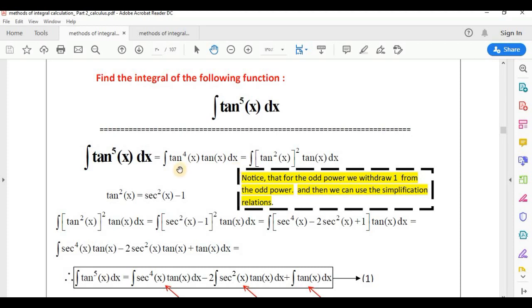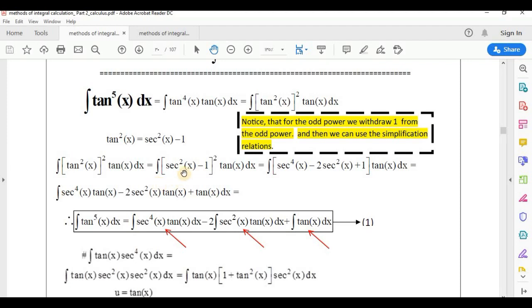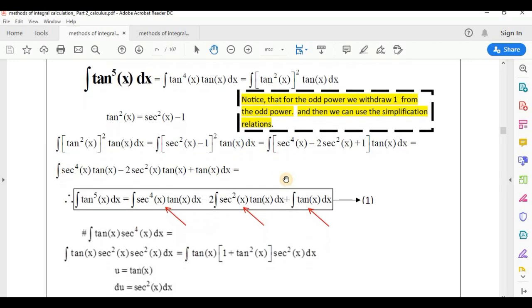This part, we need to put it to the power 2, so it will become tan square all to the power 2 multiplied by tan x dx. Now we already have a quadratic exponent, and then we can use the simplification formula. We have tan square equals sec square minus 1, and we will put this value in this part, and the result will become the integral of sec square minus 1 all to the power 2 multiplied by tan x dx. After expanding the square and simplifying, we will get this value.